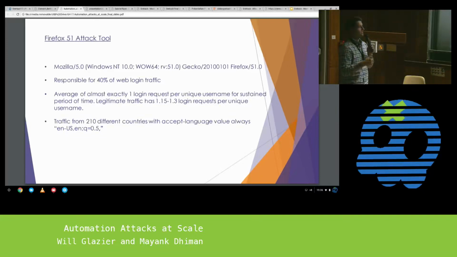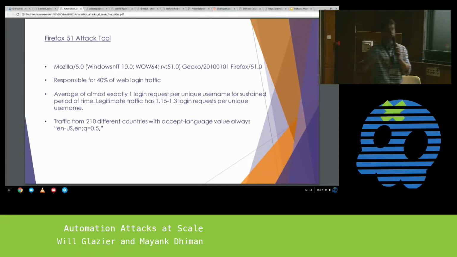If folks hit the login page, usually they want to go there for something, so they'll try again. We saw that legitimate traffic has a ratio along the lines of 1.15 to 1.3 login requests per unique username. So that would be closer to 1 out of every 3 or 1 out of every 4 people who would forget their password and try again, and successfully log in.